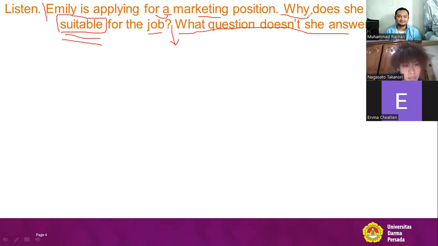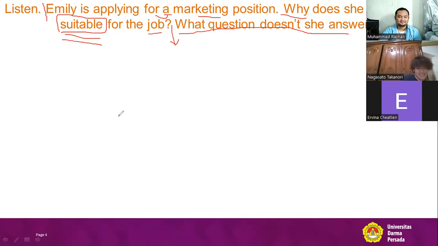Did you get it? Okay, I get it. Will you try that again? Okay, try. Why does she think she is suitable for the job? Why does she think she's suitable for the job? Great. Nice. Very nice.